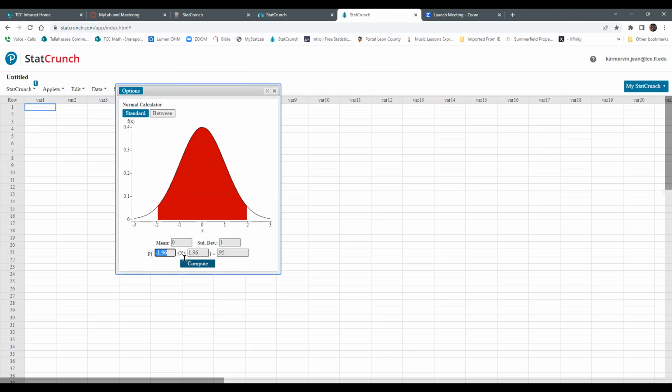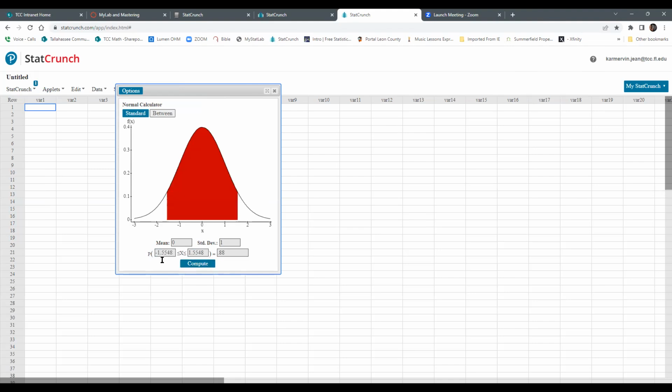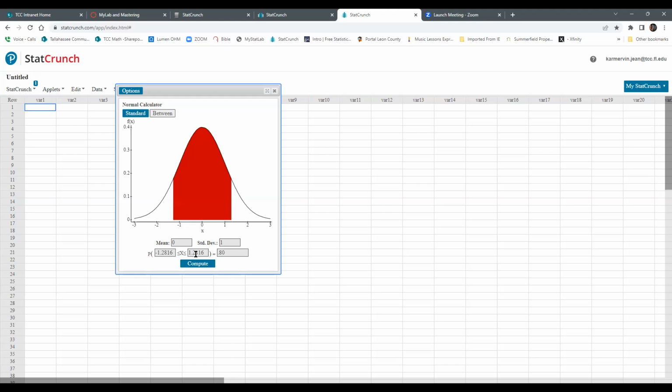Okay. Suppose I say 0.88 now, and I say compute. You can see it gives you 1.55 and 1.5, just like we had earlier. I'm sorry, I said 0.80, and the paper has 0.80. You got 1.28 on both sides. One is negative, and the other is positive.